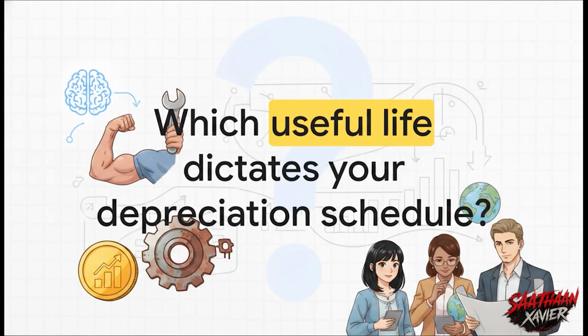Before we wrap up this explainer, I want to leave you with a bit of a brain teaser. Imagine you buy high-tech equipment that physically lasts for 15 years, but you know for a fact it'll be totally obsolete in 3. Which useful life dictates your depreciation schedule? I'll leave you to ponder that vital difference between economic and physical life.